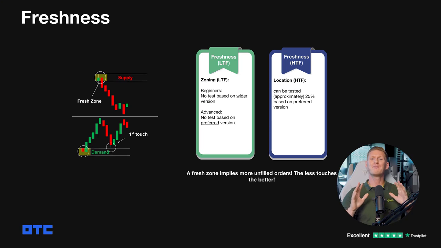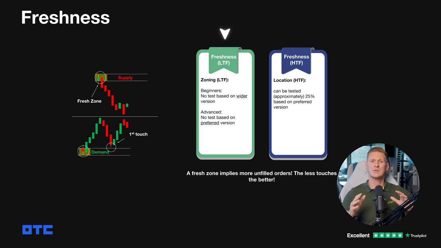By adhering to this freshness rule, you ensure that you're focusing on the most reliable opportunities in the market. It is important to remember that your rules for freshness may differ based on what time frame you are looking at. For higher time frames, HTF, the rules are more lenient. Up to 25% of the preferred version of a zone can be tested. HTF zones tend to contain more unfilled orders, so even with a partial test, they can still hold up.